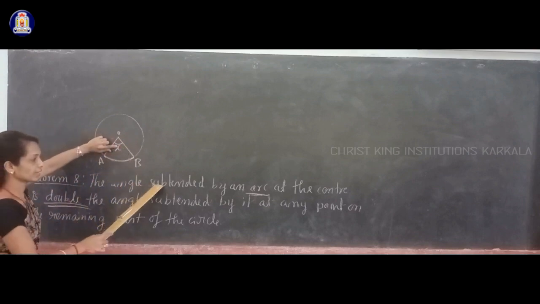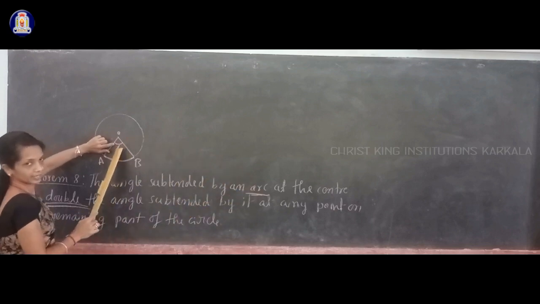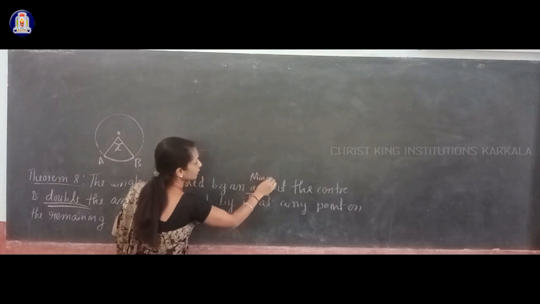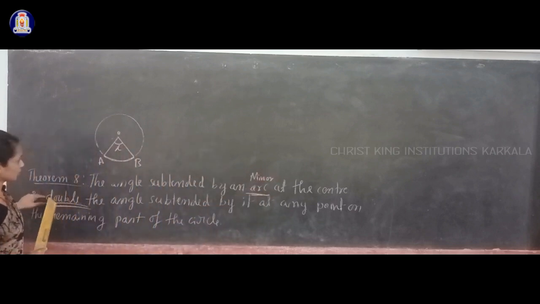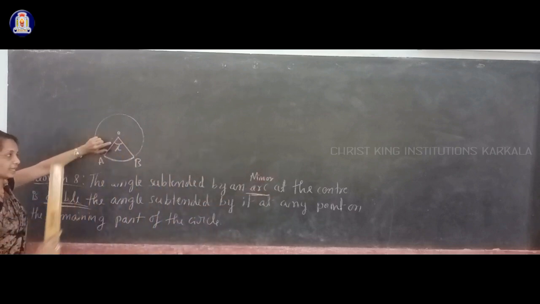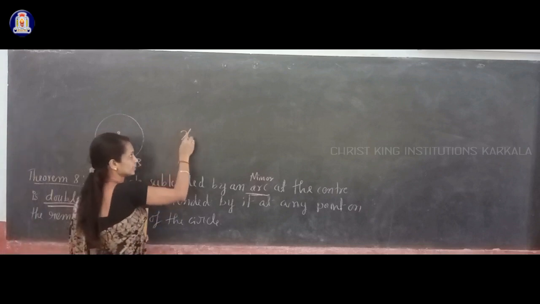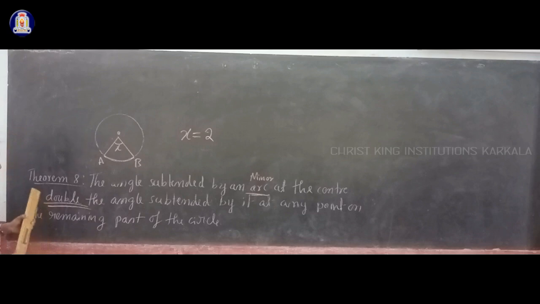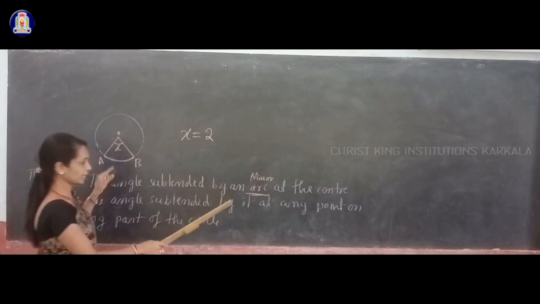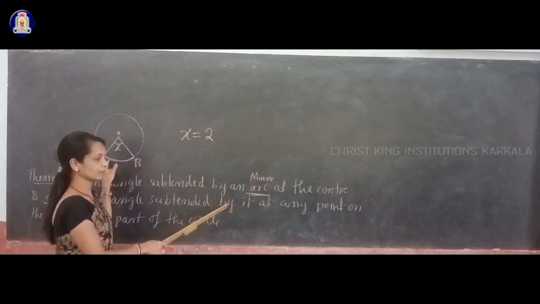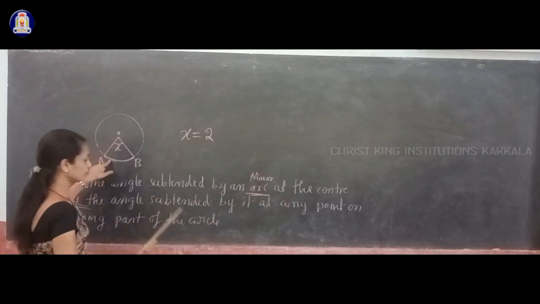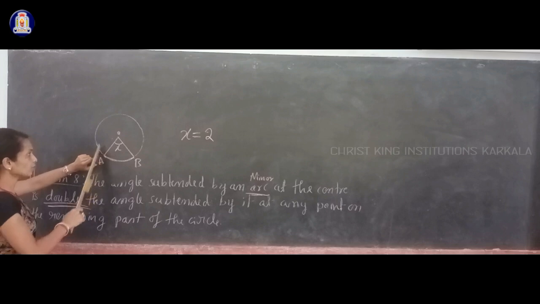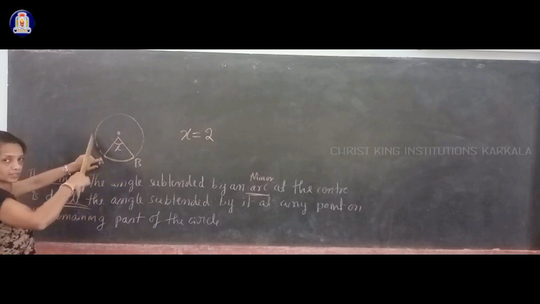That is the angle subtended by the minor arc I have taken. Now, the angle subtended by the minor arc at the center, that is angle x, is double, meaning 2 times what? 2 times the angle subtended by it, meaning the minor arc, at any point on the remaining part of the circle. If this is the minor arc, then what is the remaining part of the circle? That is this one, the upper one.